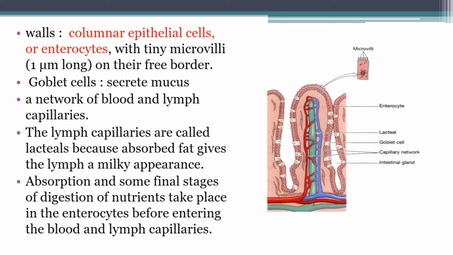Absorption and some final stages of the digestion of the nutrients take place in the enterocytes before the food enters the blood and the lymph capillaries. So there is absorption at the final stage.